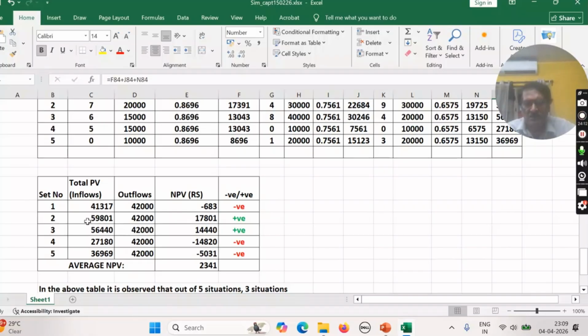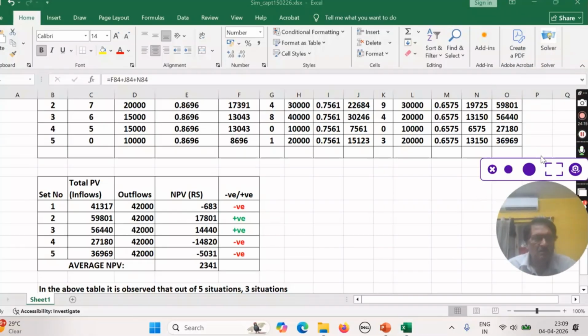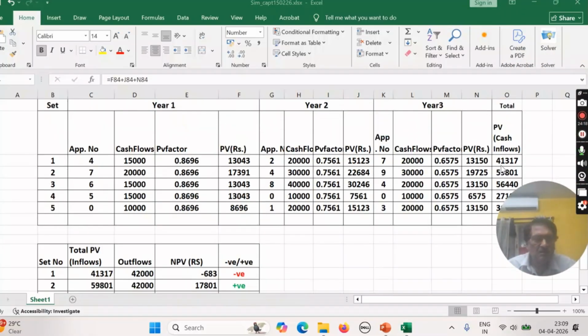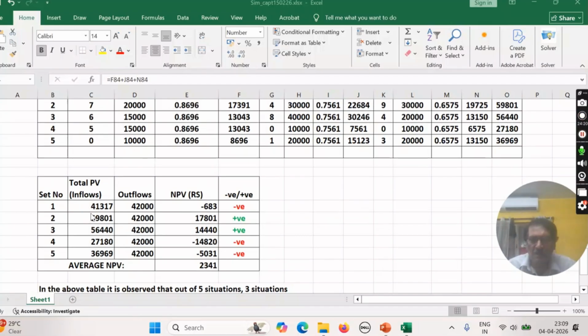For the second set, you can check it. This is 59,801, but the cash outflow is 42,000. And what is the NPV? If you subtract this, then 17,800. This is positive. For the third set, this is 56,440, and this is the outflow. The net present value is positive 14,440, and this is the fourth set. Again, it is negative in this way.